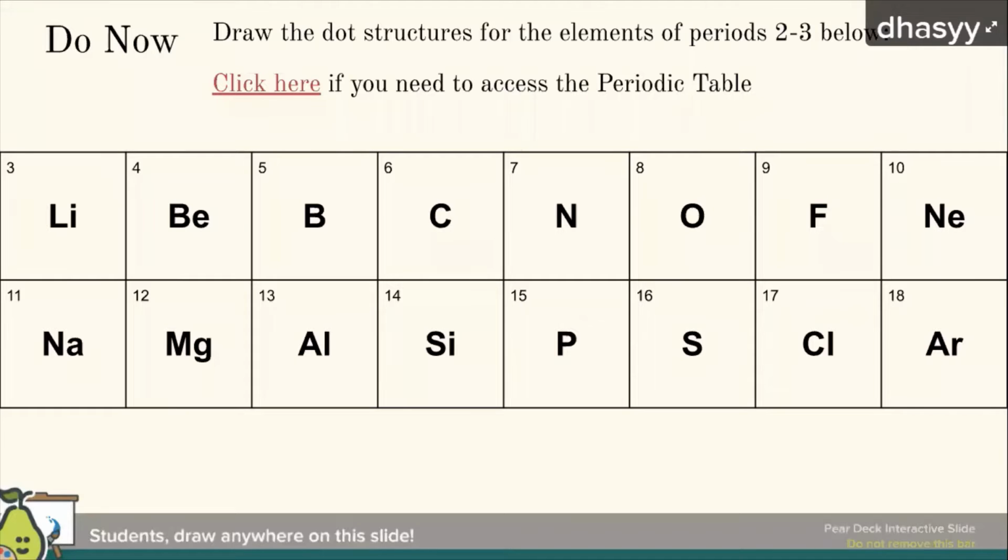All right, so for the do now for today, all you were asked to do was to draw the dot structure for the elements of periods 2 through 3, right? So we pretty much cut off hydrogen and helium. Just to remind me, how do I draw a dot structure? Someone feel free to unmute and let me know. First of all, how do I know how many dots I need?